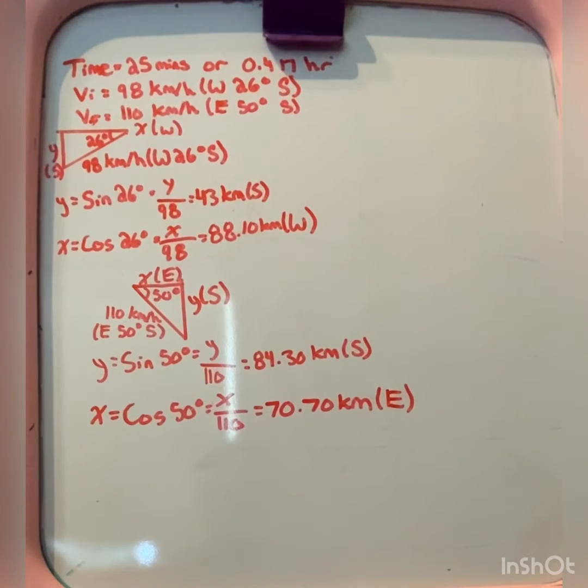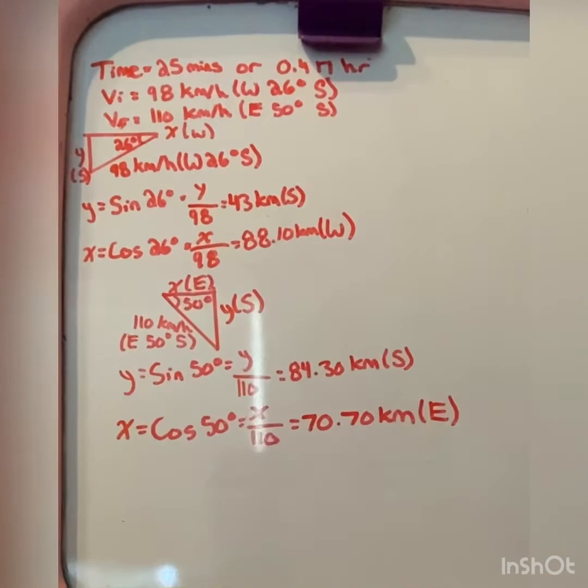Our initial velocity is 98 kilometers per hour, west 26 degrees to the south, and our final velocity is 110 kilometers per hour, east 50 degrees to the south. We must calculate the acceleration. For the first triangle, we need to find the x and y vectors.